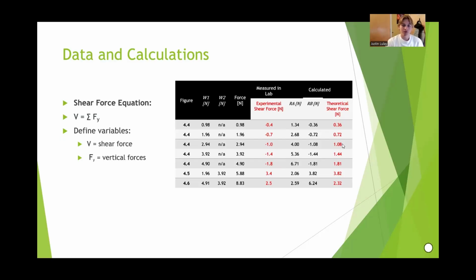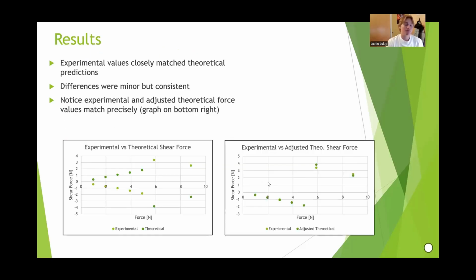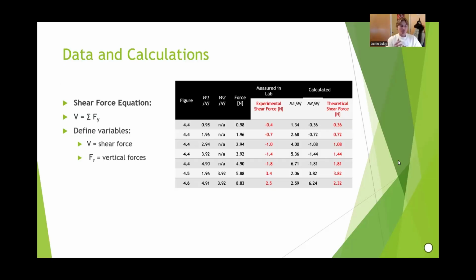As we switched the weight to the middle and the split load, we actually calculated negative values, which differed from the readings, which were positive values, but they were still very accurate to what we expected. The equation we used was just that: we took the change in the forces in the y direction at that cut, which showed us what the shear force was going to be. We already talked about what the variables were. But yeah, next slide.